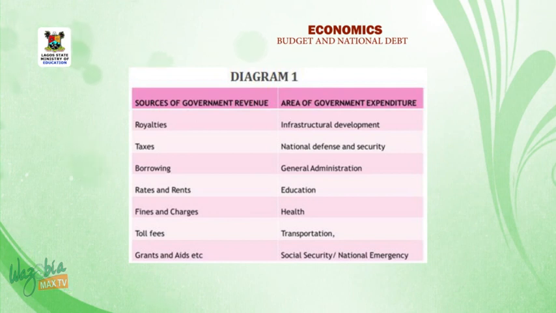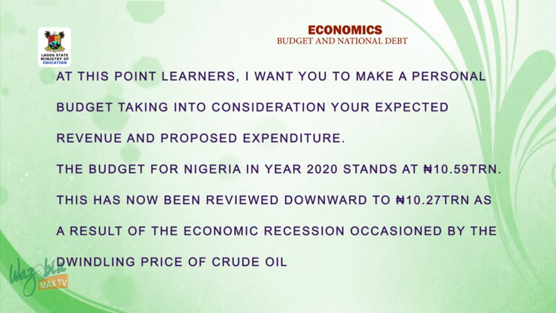Then under area of government expenditure, we have infrastructure development, security and national defense, general administration, education, health, transportation, social security and emergencies, etc. At this point, learners, I want you to make a personal budget, taking into consideration your expected revenue and your proposed expenditure.